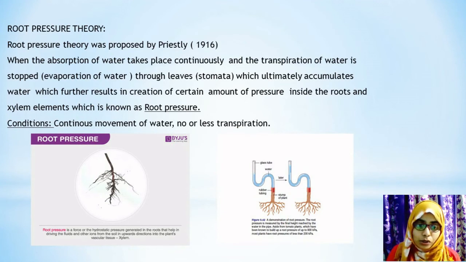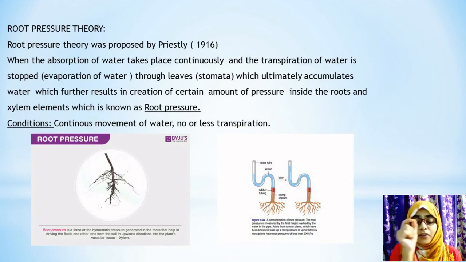Similarly, in plants also, until a certain capacity, the plant can take in water. But when there is more water present in the plant, or continuous movement of water is taking place, what happens? There are certain structures in the leaf margins called hydathodes, or water pores.